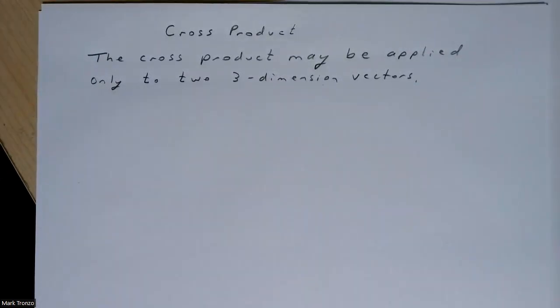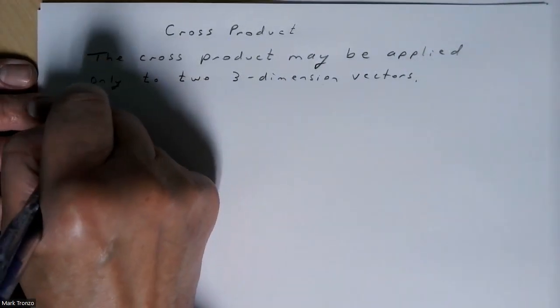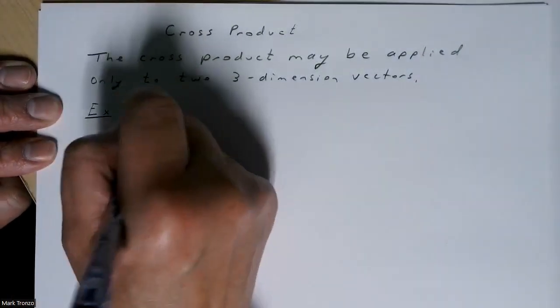It can't be applied to 2-dimensional vectors or 4-dimensional vectors. It has to be two 3-dimensional vectors. And once again, the cross product is best demonstrated by some examples.